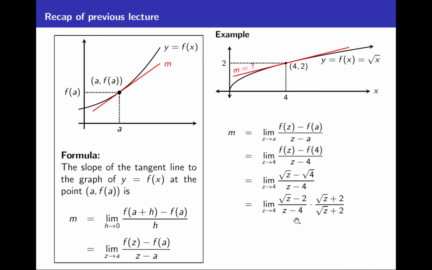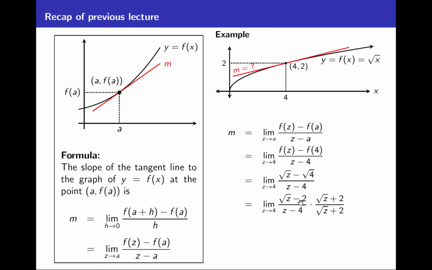And you've done enough limits to know that we have a trick for this. Take the conjugate of the square root of z minus 2 and divide it by itself. And you're just multiplying by 1 here. Square root of z plus 2 over square root of z plus 2. So you're not changing anything.